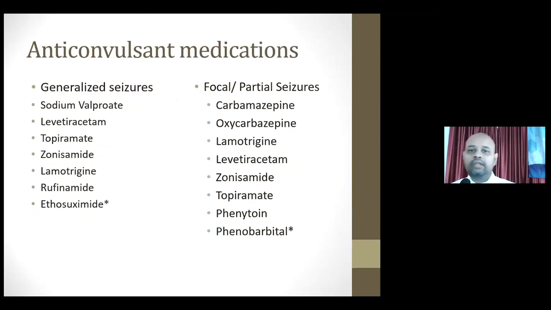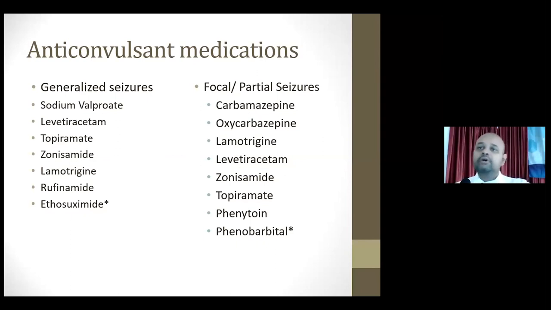Okay, the last slide, I think. So for your anticonvulsant medication, you remember you need to classify the seizures, the first few slides. This is why your choice of antiepileptic drug will depend on what type of seizure. If it's a generalized seizure, these are the drugs you can start. If it's a focal onset seizure, these are the drugs you can start. Certain drugs can worsen seizures. For example, if you start carbamazepine for a patient with childhood absence epilepsy in the pediatric age group, they can go into absence status.